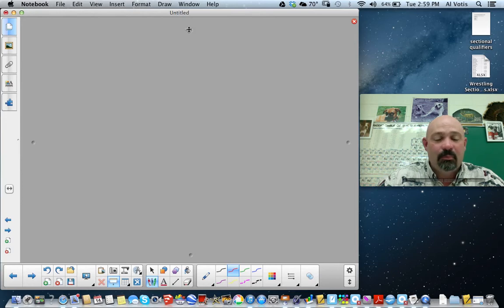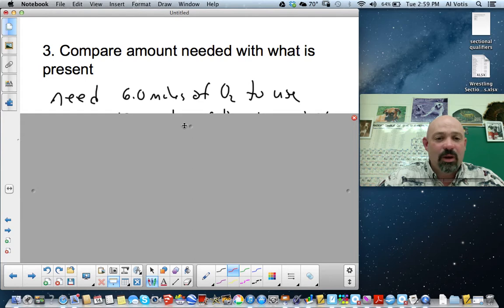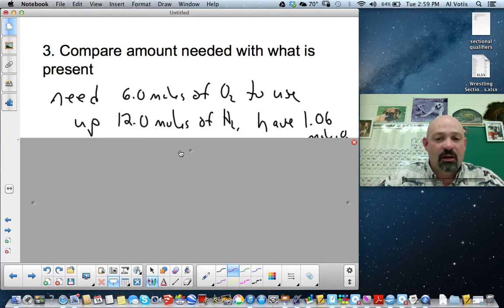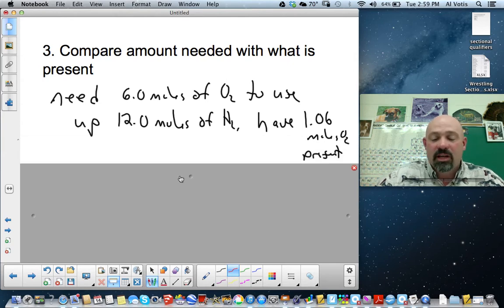That's the next key. We compare how much we need to how much we have. Now in this case, we need 6 moles of oxygen to use up all our hydrogen. But we only have 1.06 moles of oxygen present. Do we have enough oxygen to make all of our hydrogen react? No, we don't have enough.